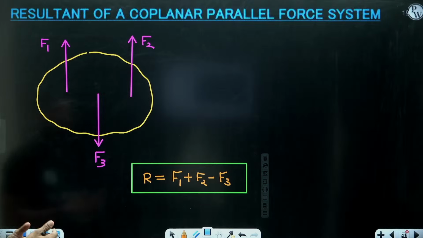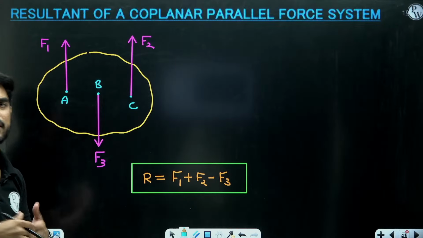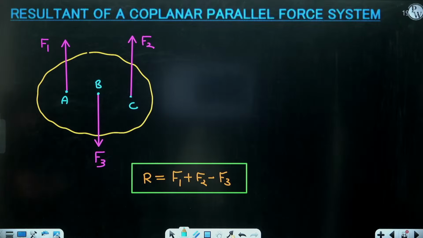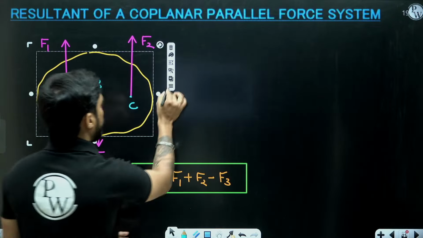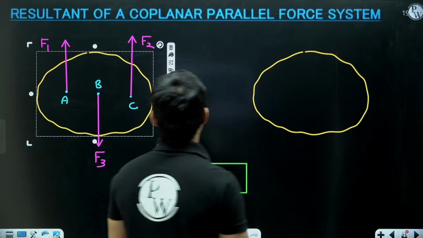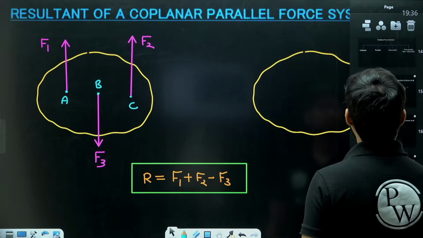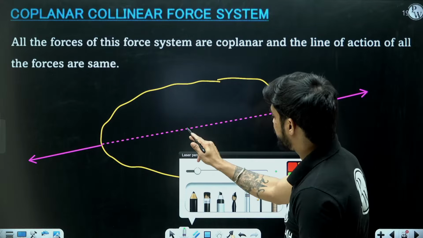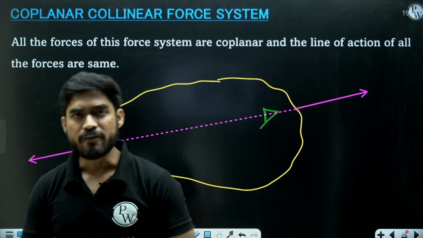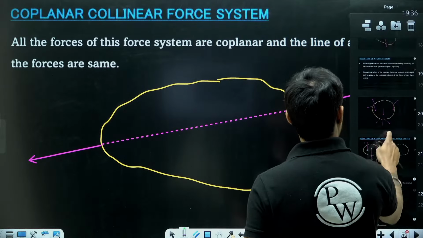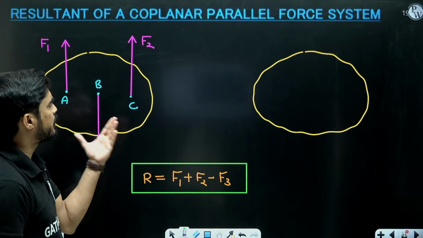You might be thinking, sir, if it is so simple, then why are you explaining this? In the collinear force system also we were doing this. Finding the magnitude of the resultant is easy, F1 plus F2 minus F3. But we also need to find the position of this resultant force. In a collinear force system, as both forces have the same line of action, their resultant will also have the same line of action. So there, finding the line of action was not a question. But in this case, we also need to find the position of the force where the resultant will act.